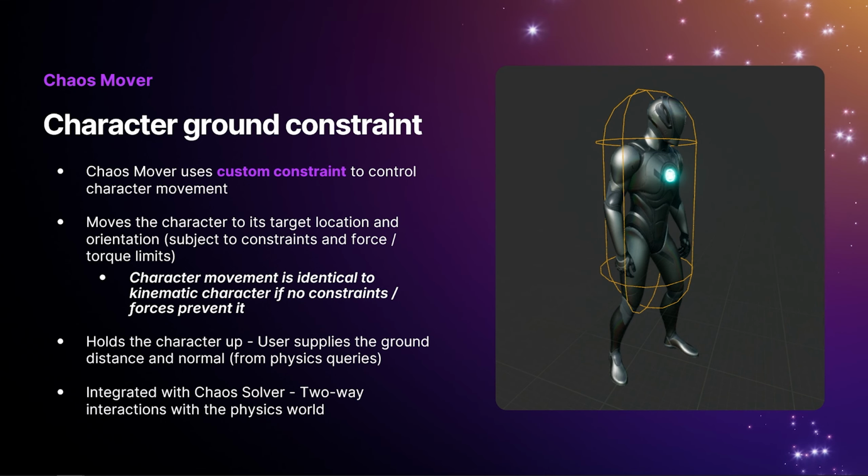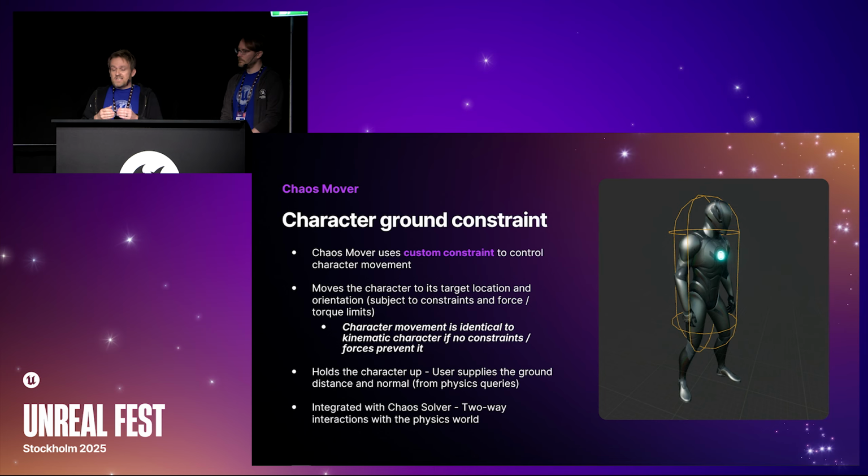So to move the character around, we've developed a custom constraint that's integrated with the chaos physics solver. And the custom constraint does two things. The first thing is you give it a target for the character to move to, and the constraint will try and move the body to reach the target. So target position, target orientation. But crucially, it does that subject to a force and torque limit. So the constraint is only allowed to apply user-supplied force and torque in order to reach the target.